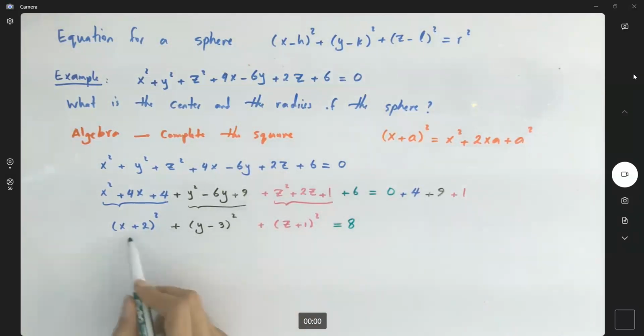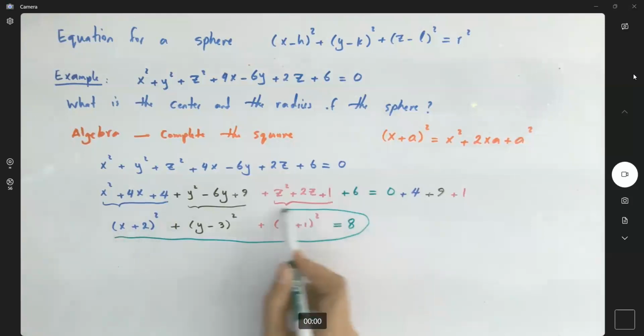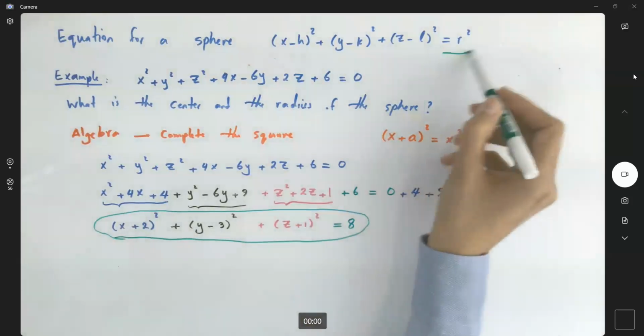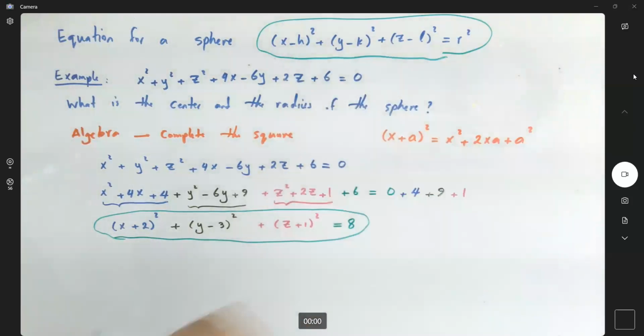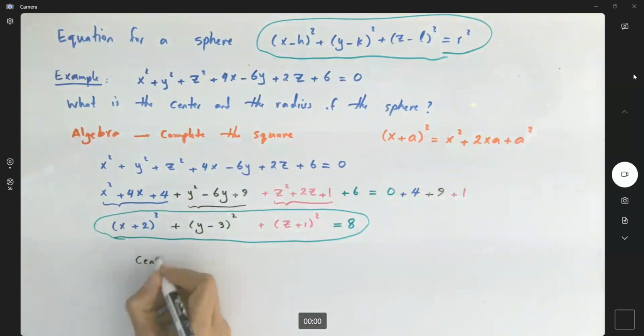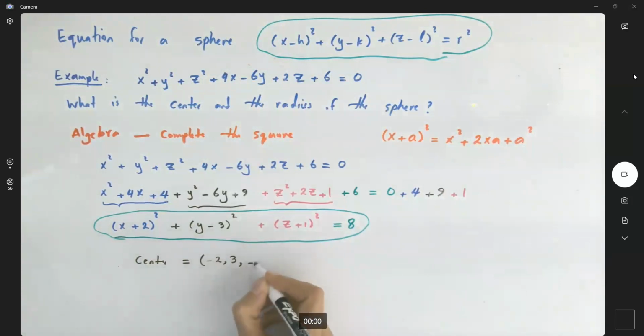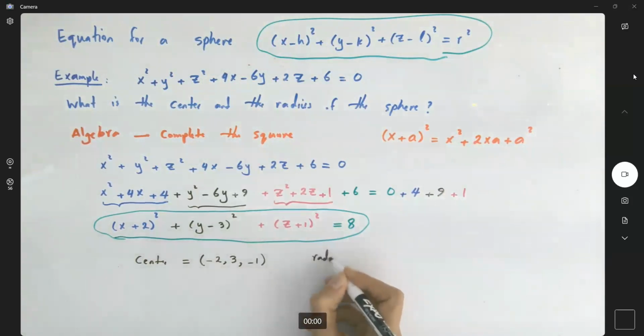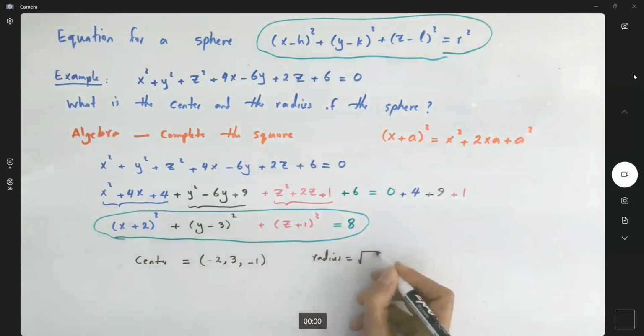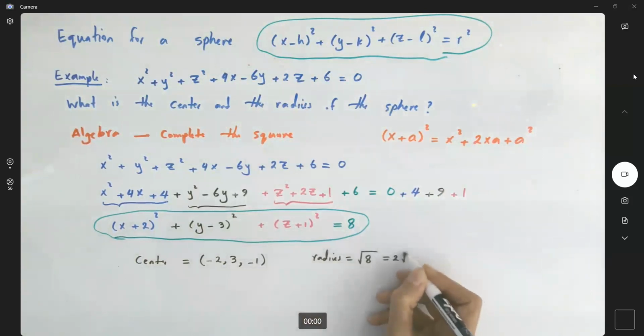So if we compare this equation with the standard equation of a sphere, we can see the center is (-2, 3, -1), and the radius is the square root of 8, or 2 times the square root of 2.